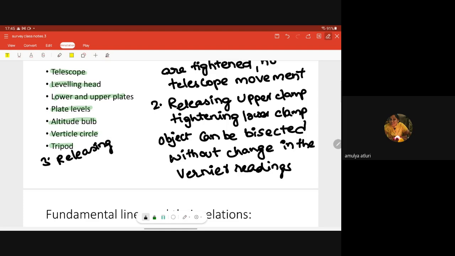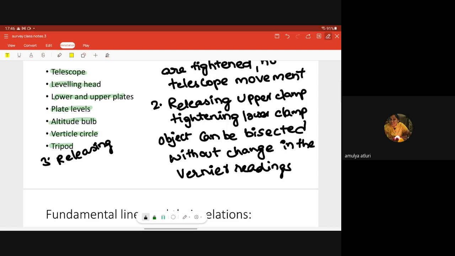Releasing upper clamp and tightening lower clamp screw, the object can be bisected without vernier readings.